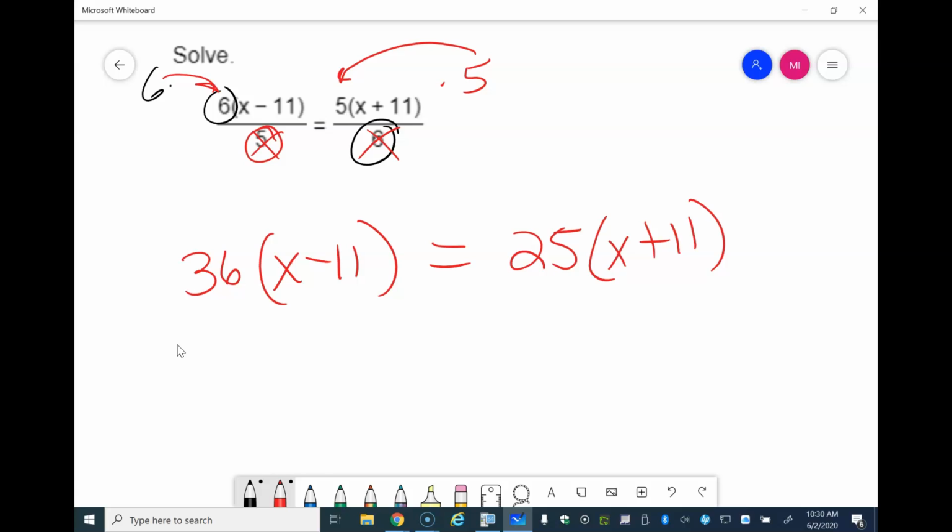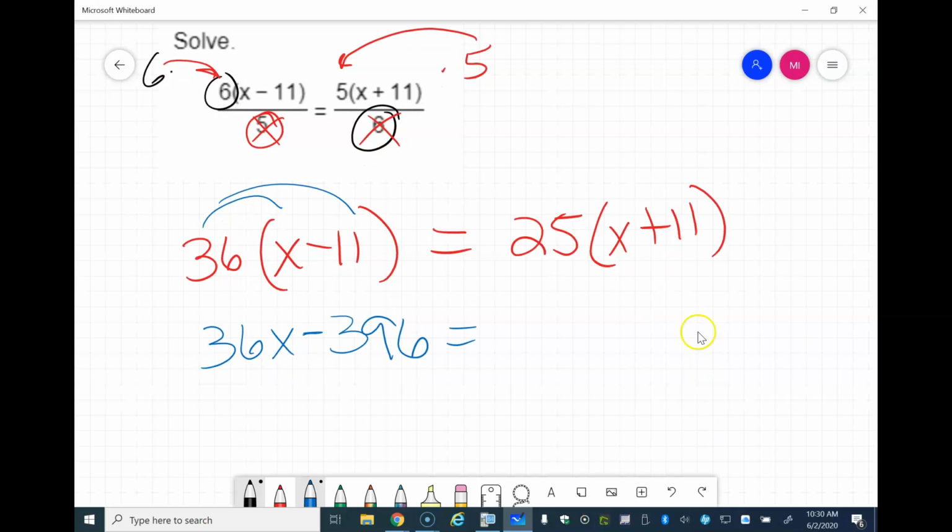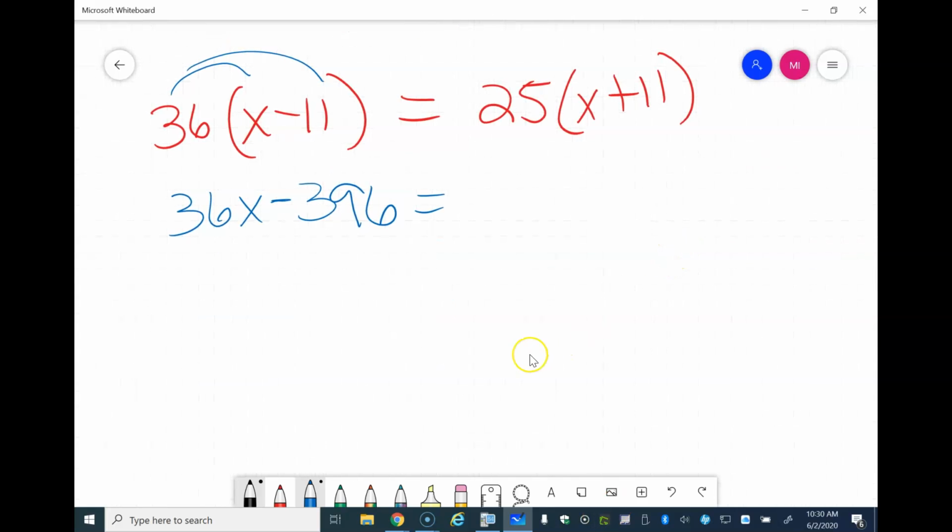So now we're going to distribute. So this gives us 36x minus 396. And then this 25 times the x gives us 25x, times 11 here gives us 275.